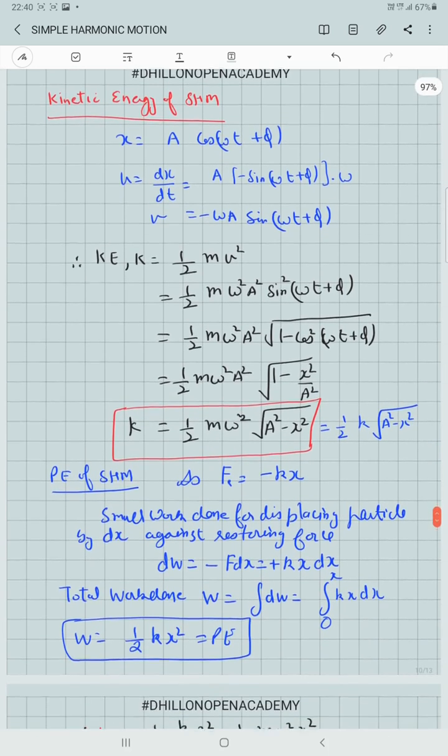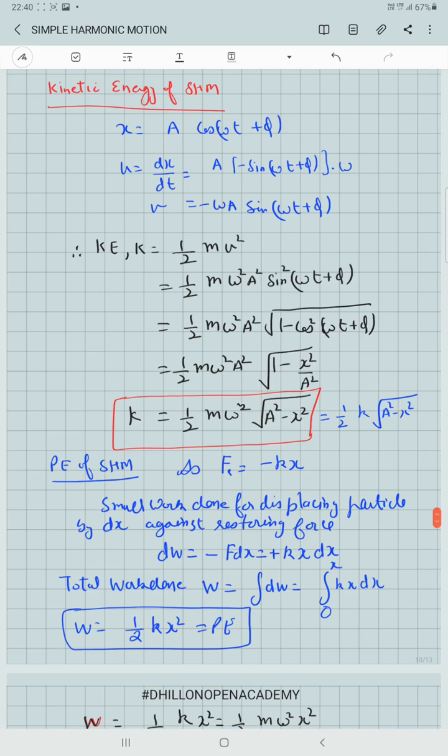Potential energy. Potential energy arises due to work done when the body is moved against the restoring force present in the spring. Restoring force is minus kx. So if you want to displace the body by a distance dx against the restoring force, the small work done will be minus F dx, which will be equal to kx dx with positive sign. Total work done for total displacement will be half kx², which will be the potential energy of the body.